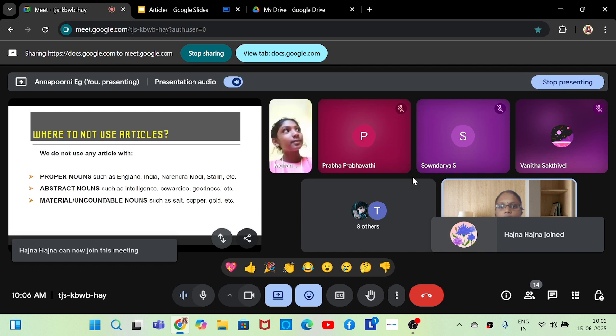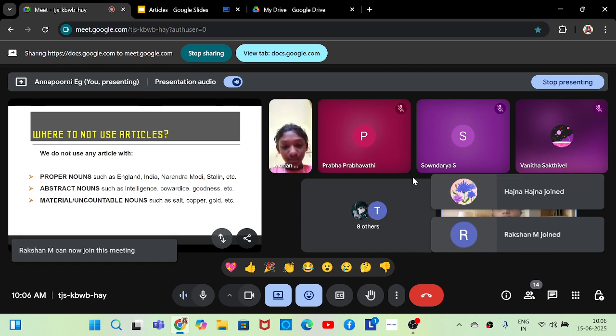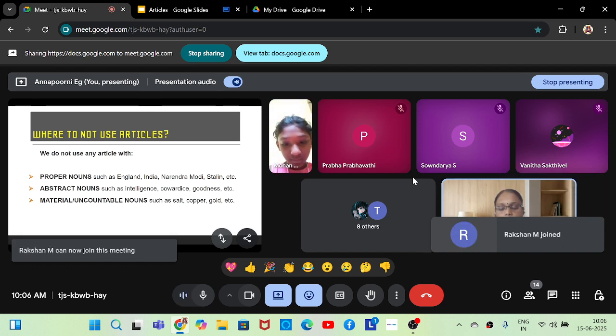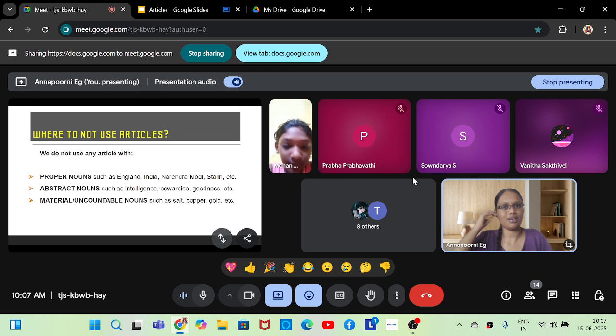Okay, fine. So we can see that proper nouns are such as England, India, Narendra Modi, Stalin, etc. England and India are all names of countries. Narendra Modi, Stalin, etc. are names of people. So names of specific people or countries or states, etc. come under proper nouns, and we must not use any article with proper nouns.